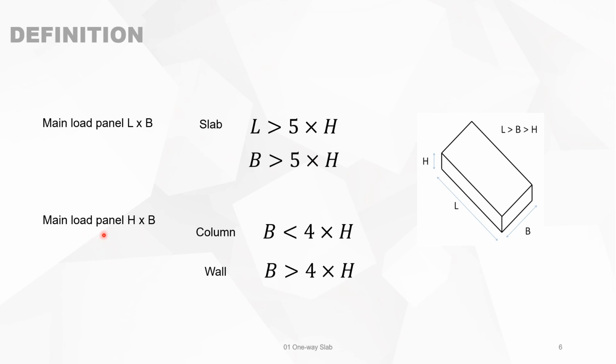When the main load panel is H times B, then we talk about a column if the width is smaller than 4 times the depth, and it's a wall if the width is larger than 4 times the depth. So the choice of whether a volume of concrete is a slab, a column, a wall, or a beam is not judged by yourself, but it has a definition within the code. And for each type of volume, there are different rules to calculate reinforced concrete.